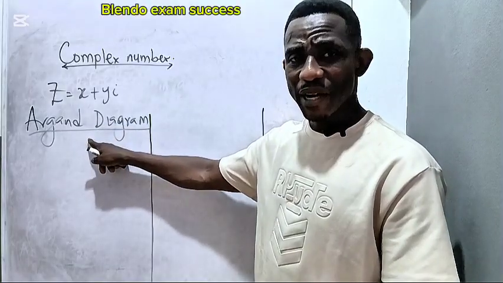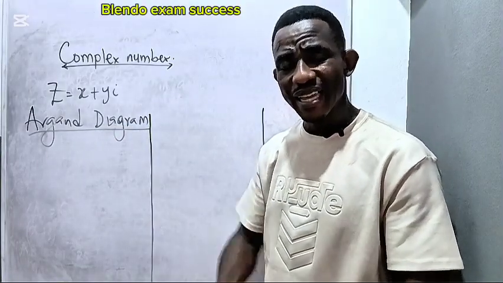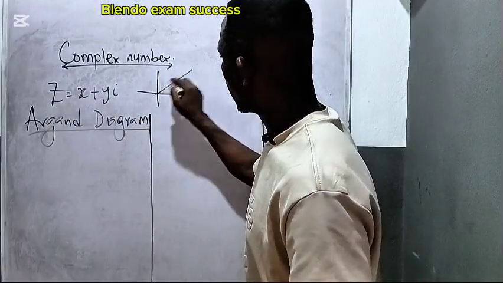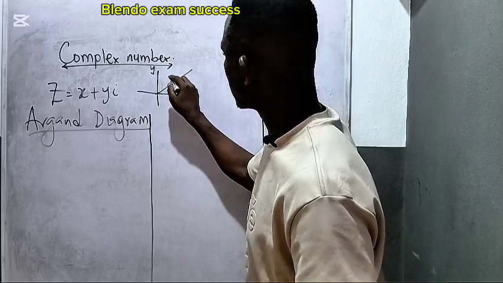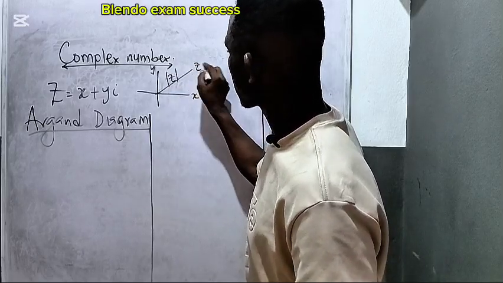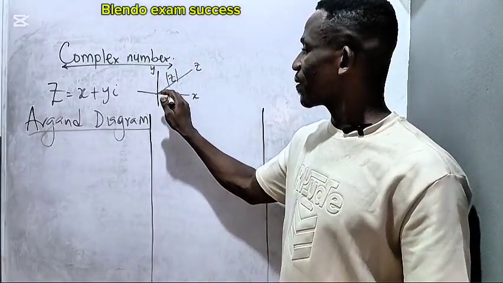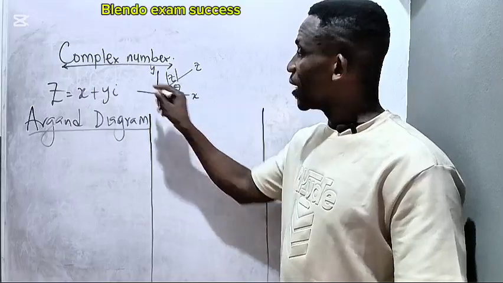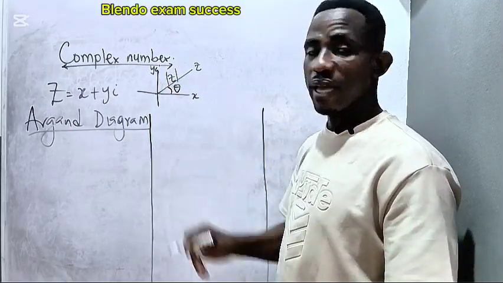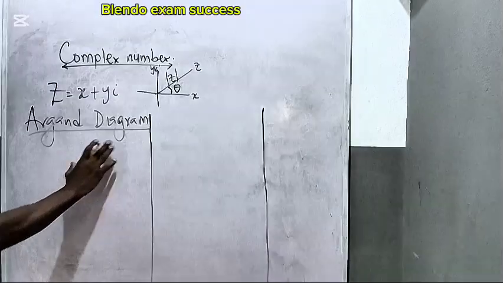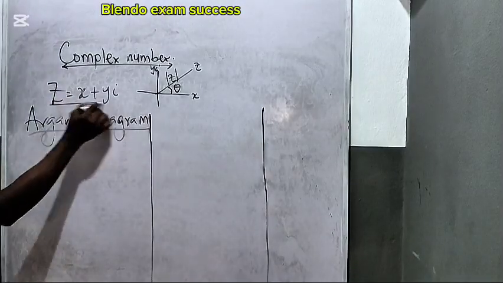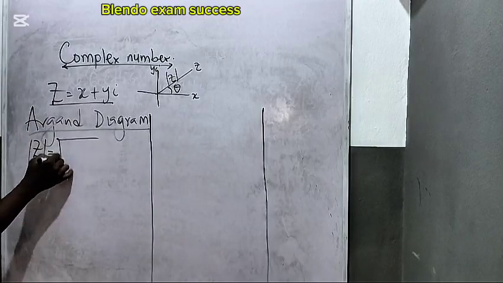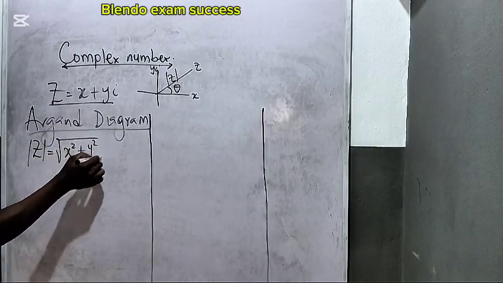When we talk about the Argand diagram, it is a diagram that shows the argument and modulus of a complex number, something like this. This is the Argand diagram. This is y, this is x, this is the modulus, and this is a complex number. This place is the argument. This is the modulus. Here we have positive x and positive y. So in the Argand diagram, this is the complex number. The modulus of this complex number is the square root of x squared plus y squared.